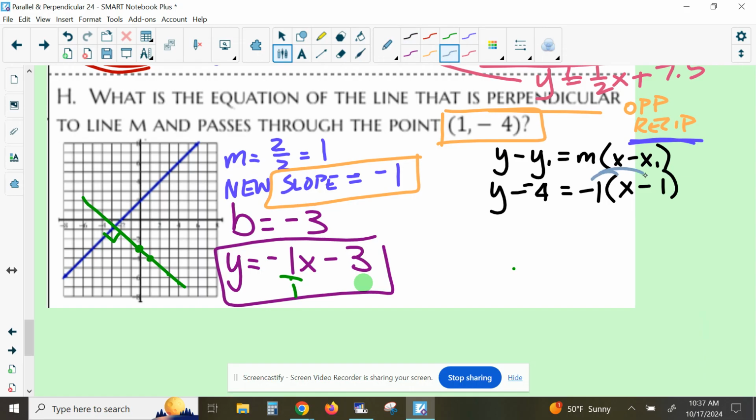We got to distribute. I'm going to clean this up and just say y plus 4 on the left-hand side. You cool with that? Distributing -1, what do I get? -1x. -1 times -1 is plus 1.